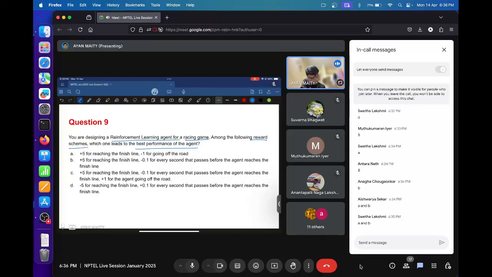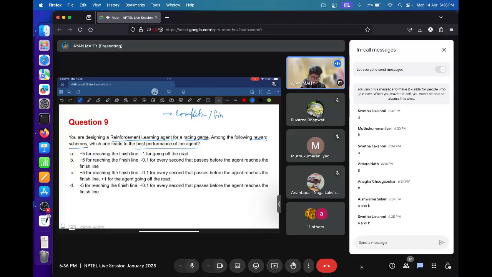So in a racing game, there are mainly two objectives. First is that we want to complete the race, or finish the race basically. And second is to finish it as fast as possible, so time minimization.